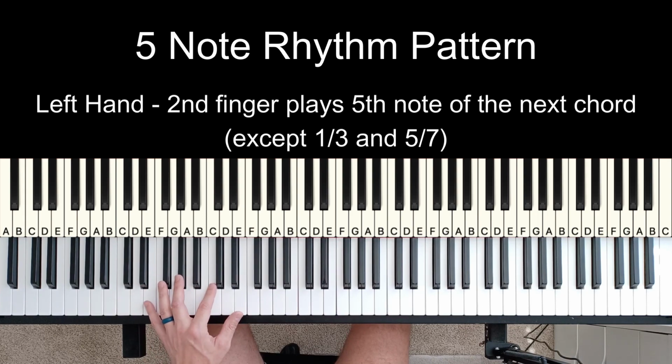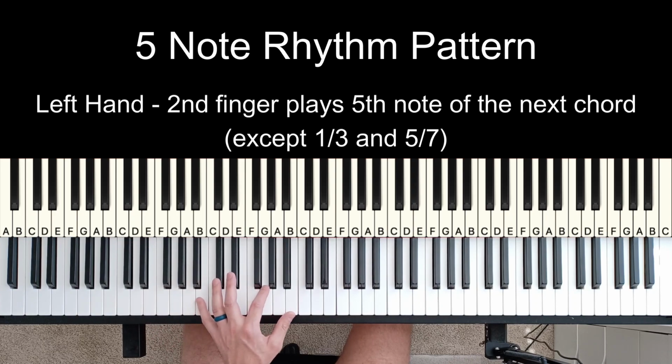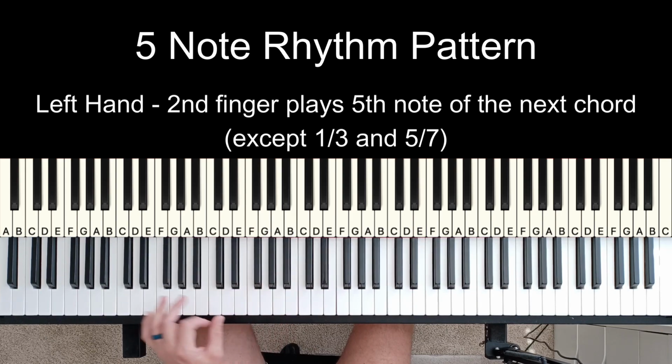And so with this 1 over 3, you're almost playing a slash chord with just your hand. So in the key of C, it's a C over E. So here's your C, and then your E would be right there. So that's kind of the rhythm pattern that you do. And the same thing with the 5 over 7, it's a G over B. So it would be your G and then your B. But everything else, it's the 5th note of the next chord that you're going to play.